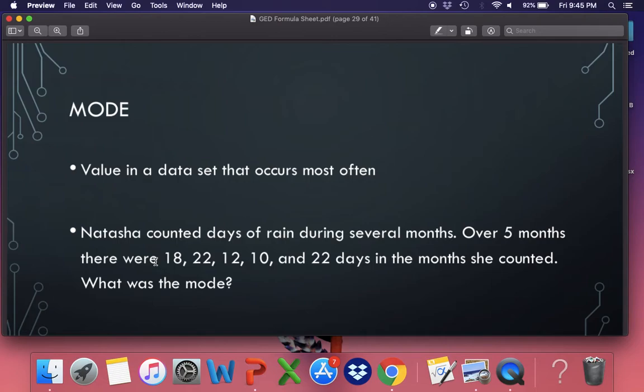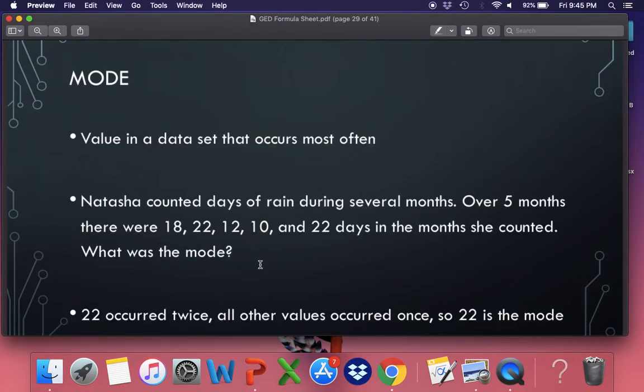So Natasha counted days of rain during several months. Over 5 months, there were 18, 22, 12, 10, and 22. So as you can see, 22 occurs twice, so that is the mode. All other values occurred only once, so 22 is the mode.